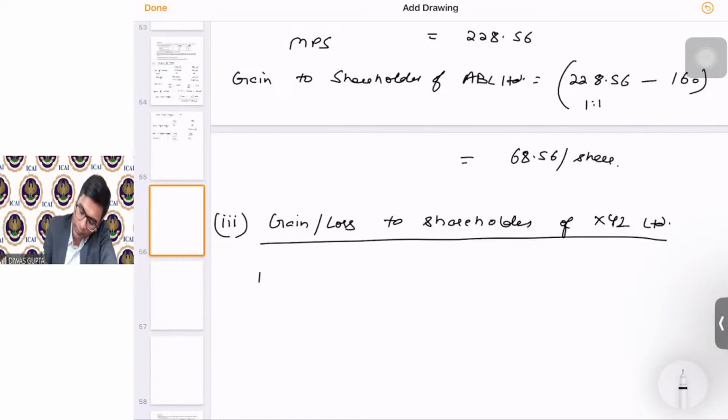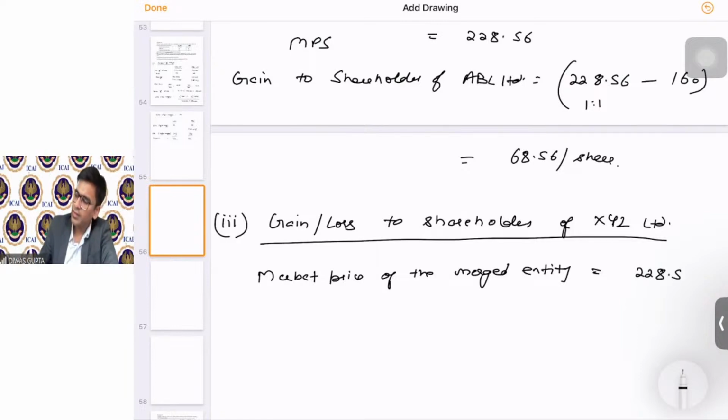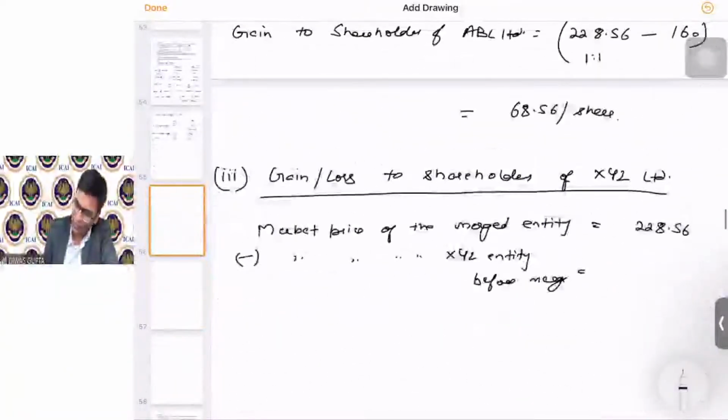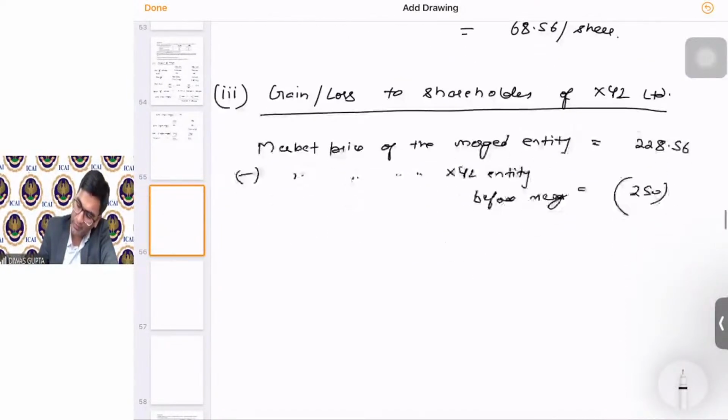Yes. So market price of the merged entity, 228.56, minus market price of the XYZ entity before merger. It was how much? 250 rupees, if I'm not wrong. Yes. So XYZ's price before merger was 250 rupees.